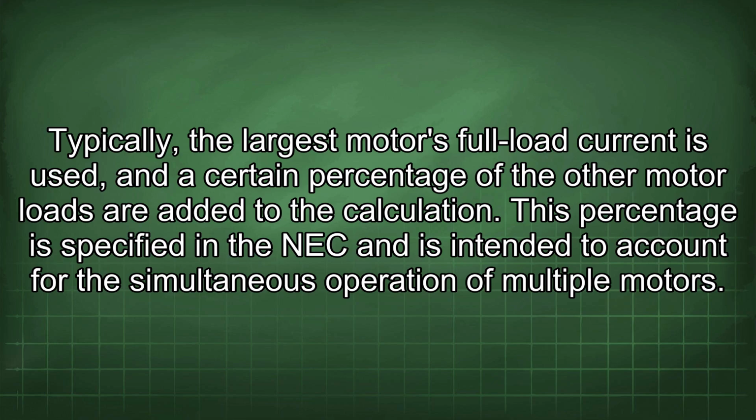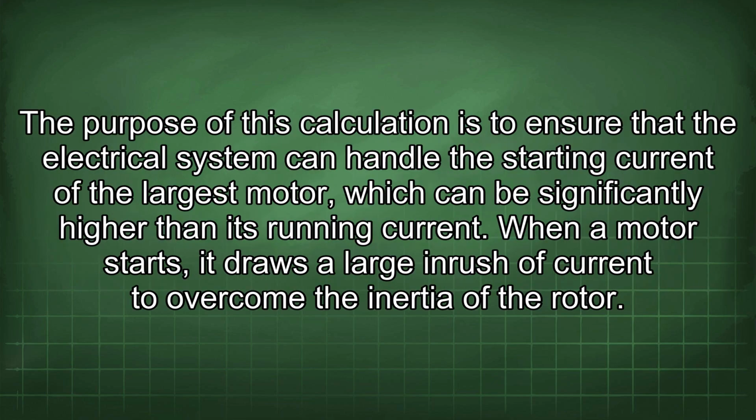Typically, the largest motor's full load current is used, and a certain percentage of the other motor loads are added to the calculation. This percentage is specified in the NEC and is intended to account for the simultaneous operation of multiple motors. The purpose of this calculation is to ensure that the electrical system can handle the starting current of the largest motor, which can be significantly higher than its running current.